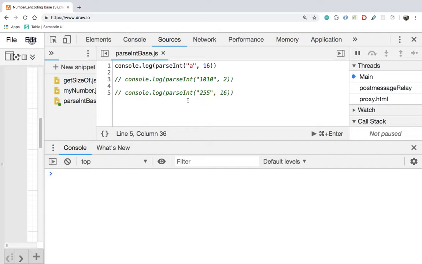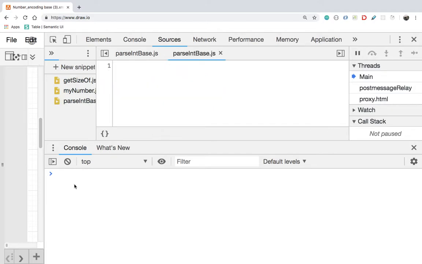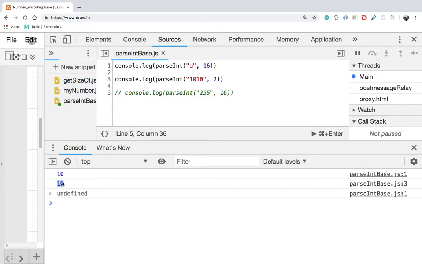Okay, now if we pass 1010 as the first argument and pass 2 as the second argument, you'll get the output as 10. Your output is going to be in the base 10 format. Let me run it. See, you have it as 10.